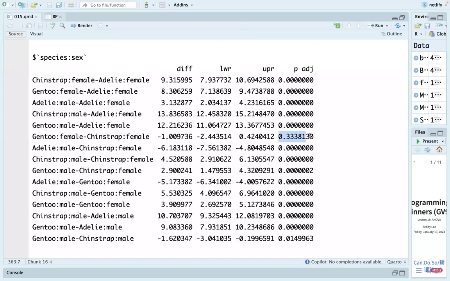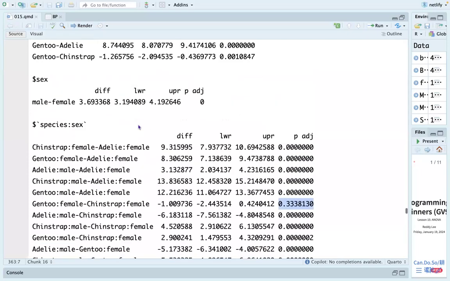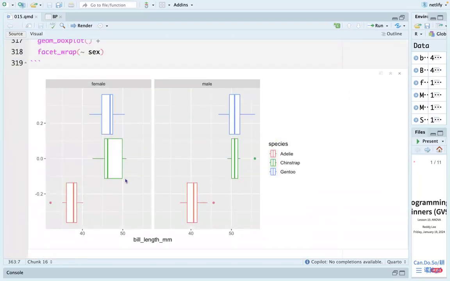We can easily find that only this one is not significant because it's 33%, which is quite greater than 5%. And this one is less than 5%, but bigger than 1%. And any others are close to zero. So we know that Can.Do female and chin strap female are quite significantly different.